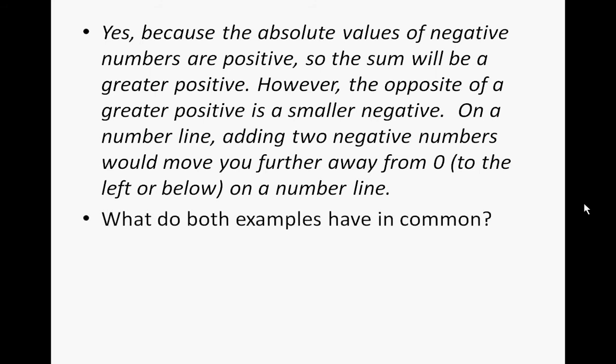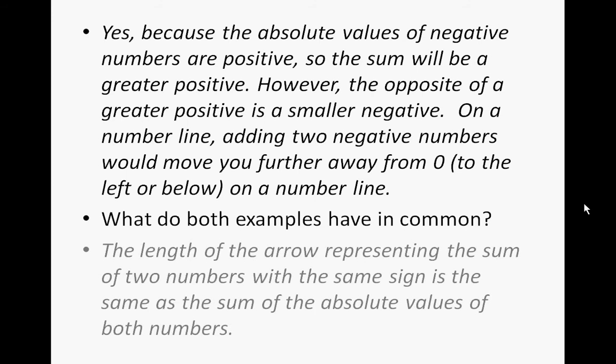So what do both examples have in common? Well, the length of the arrow representing the sum of the two numbers with the same sign is the same as the sum of the absolute values of both numbers.